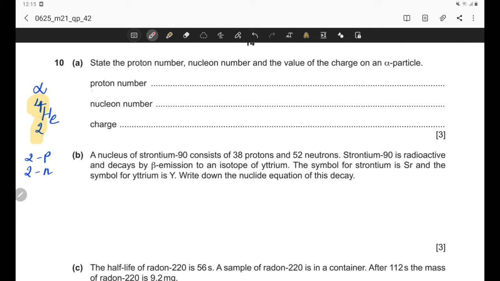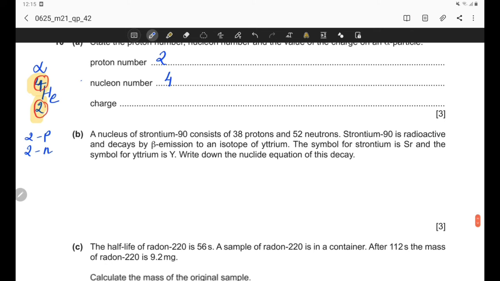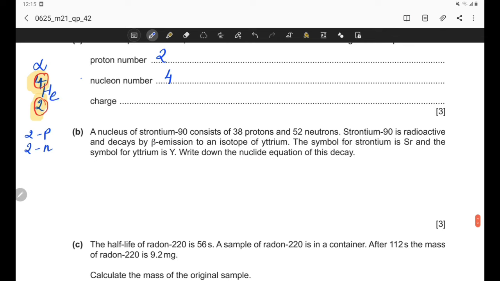For the first part, we need to write the proton number. Proton number is written at the bottom of this atom, that is 2. Nucleon number we get from the top, that is the sum of protons and neutrons, that is 4. So nucleon number is 4. And the charge: as we know, the alpha particle is similar to a helium nucleus, and a nucleus always has a positive charge. But how much is the charge? 1 proton in the nucleus gives 1 plus charge, but here it consists of 2 protons. The total charge will be plus 2.